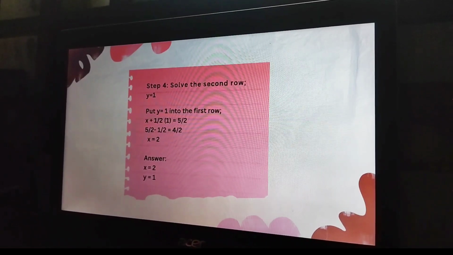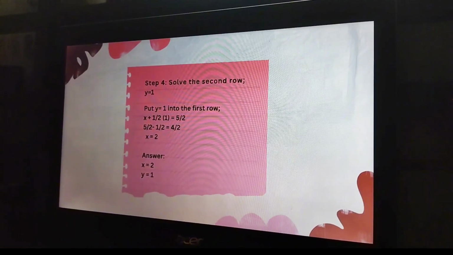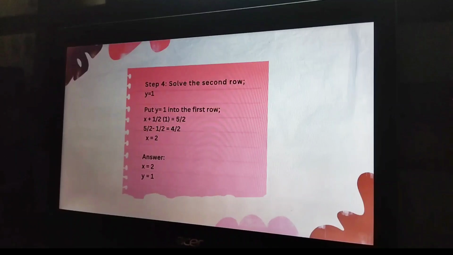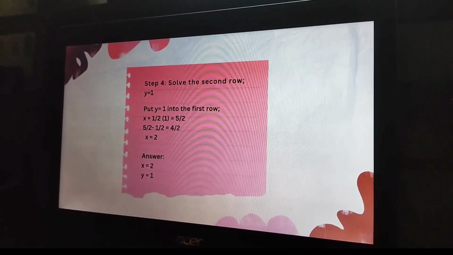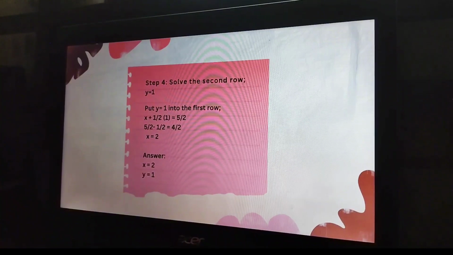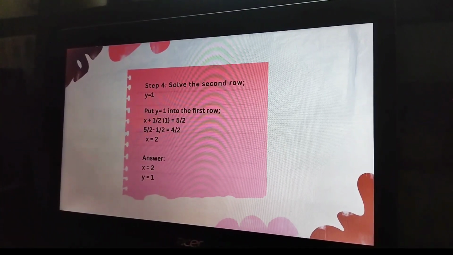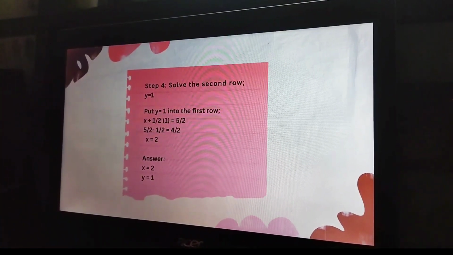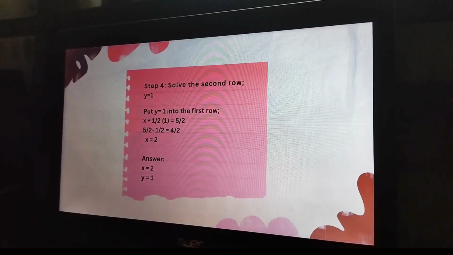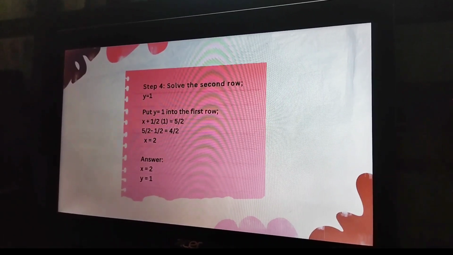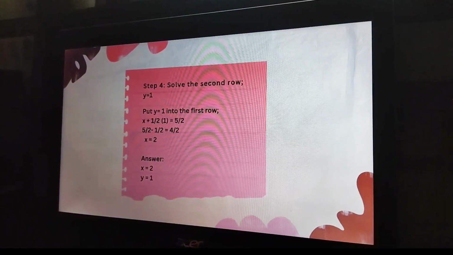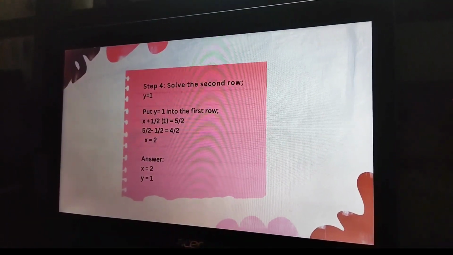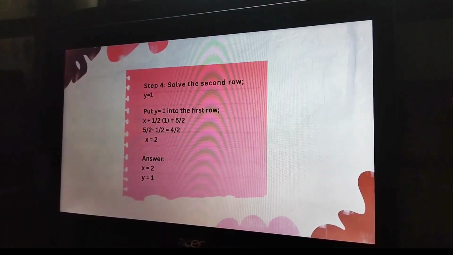Step 4, the last step. Solve the second row. y is equal to 1. So put y equal to 1 into the first row. So x plus 1/2 times 1 is equal to 5/2. The result of 1/2 times 1 is 1/2. So subtract 1/2 from 5/2. So 5/2 minus 1/2 is equal to 4/2.